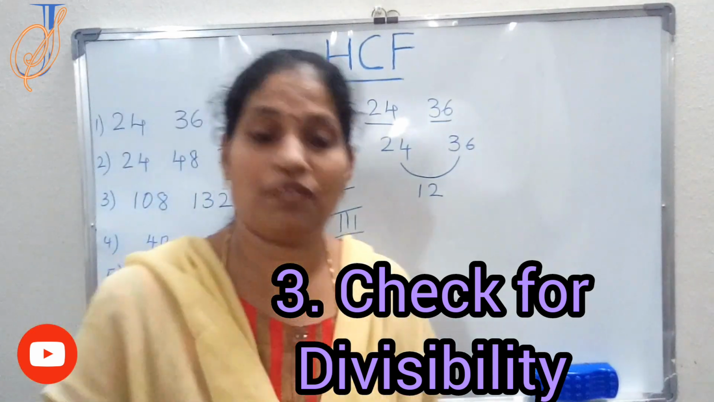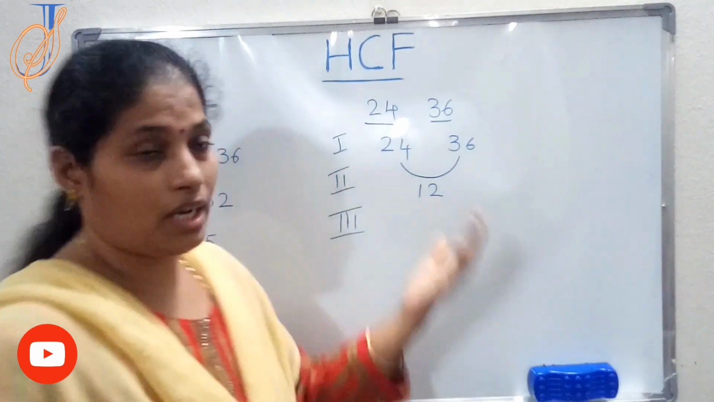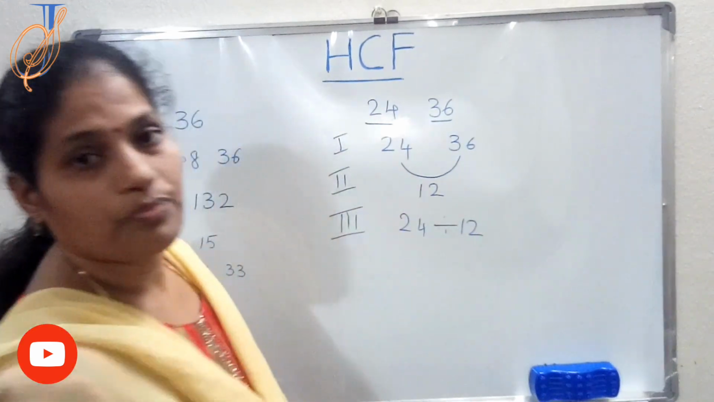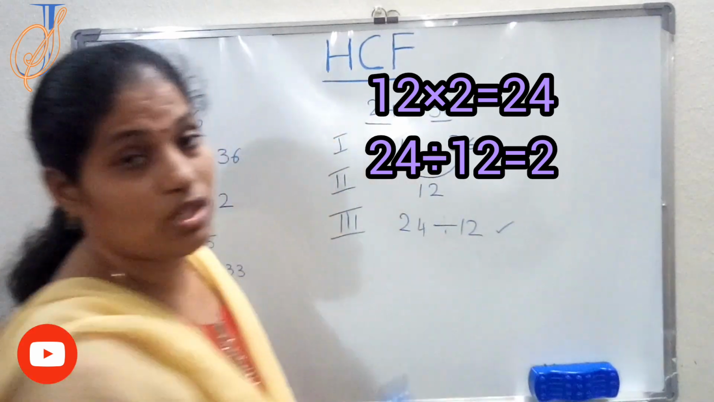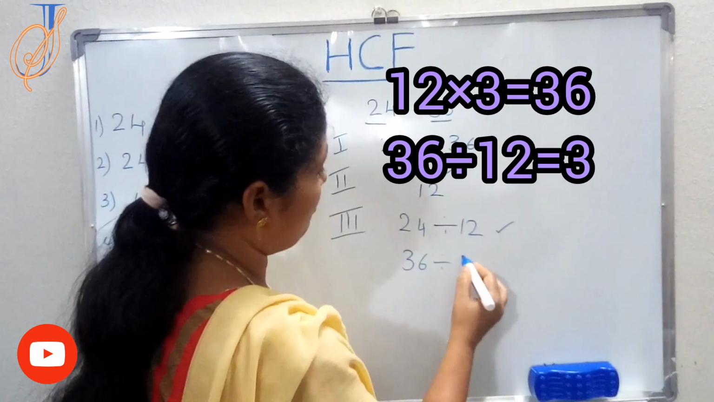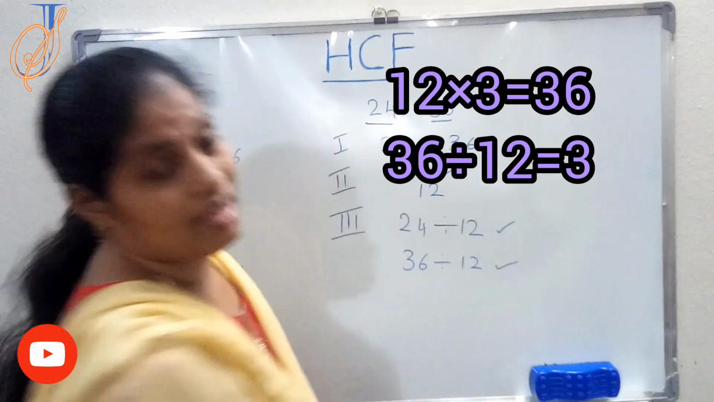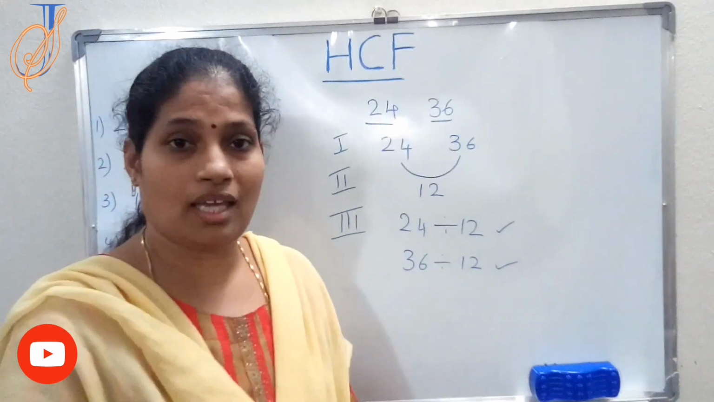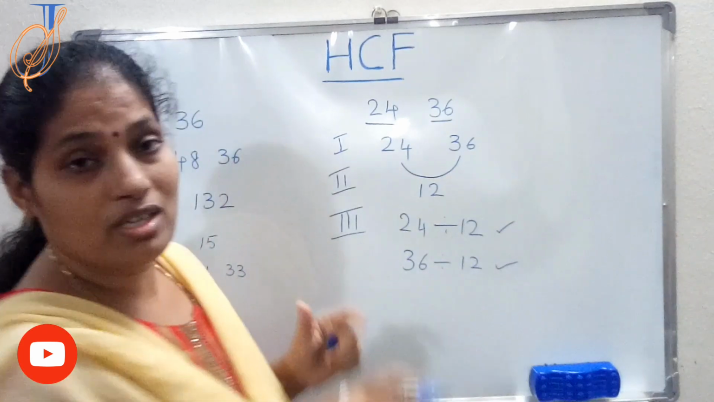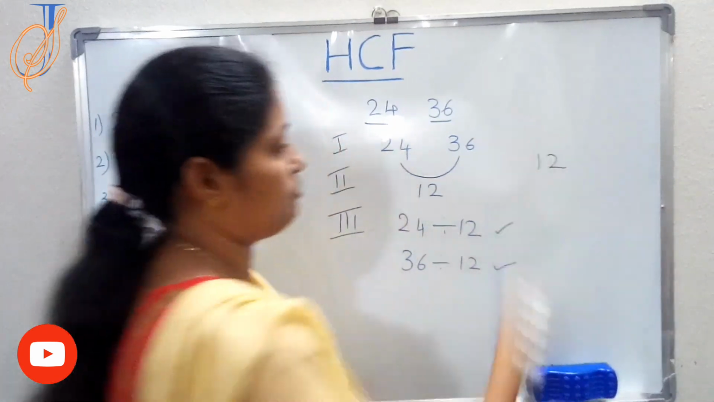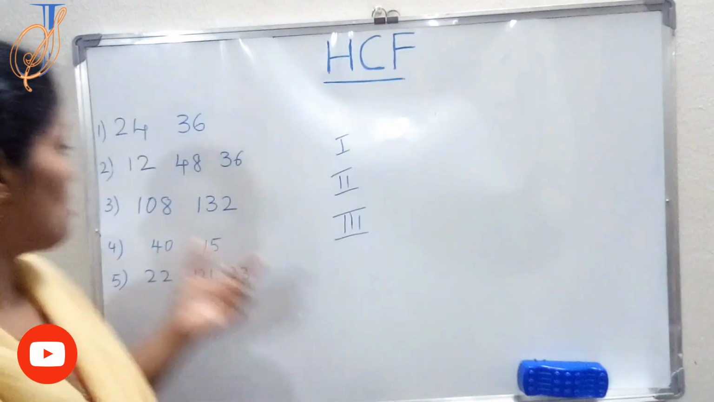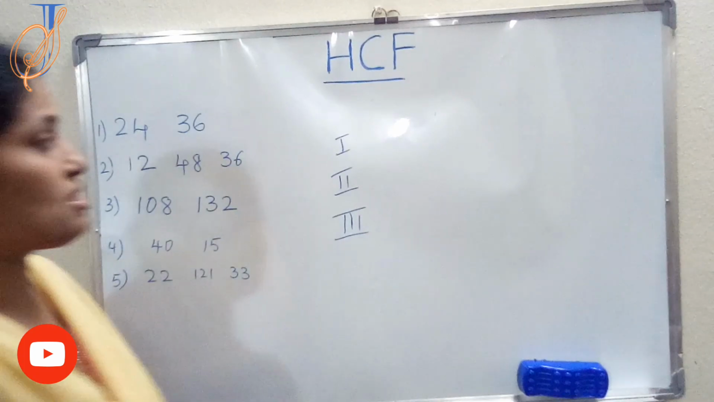And then step 3. Check for divisibility. Is 24 divisible by 12? Yes. 12 times 2 is 24. Is 36 divisible by 12? Yes. 12 times 3 is 36. In this case, the difference is your HCF. So in this problem, what is HCF? 12.